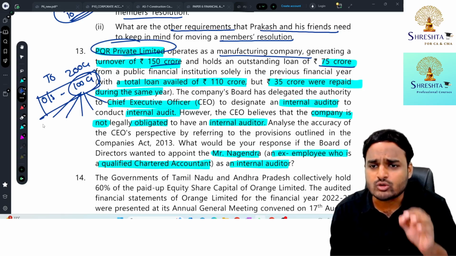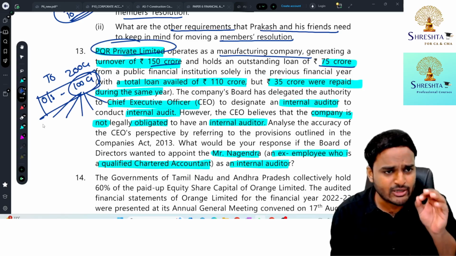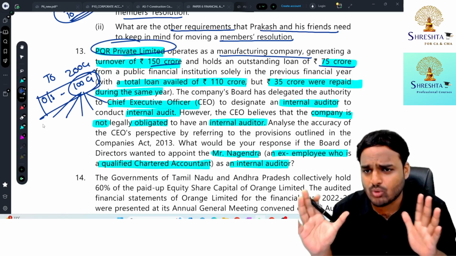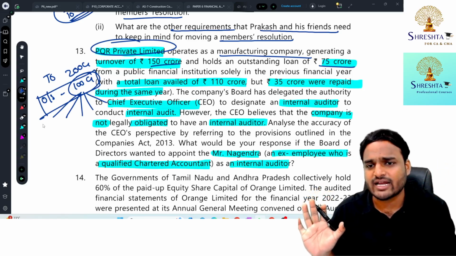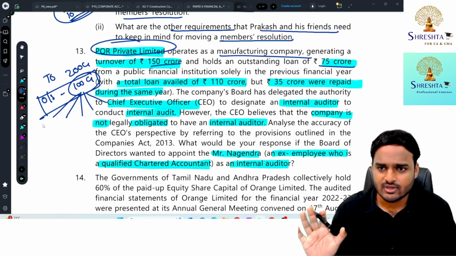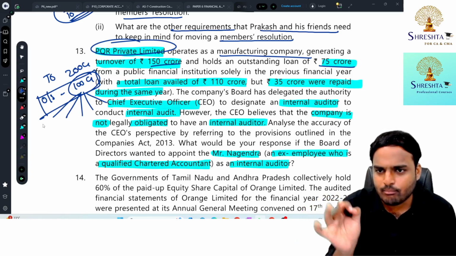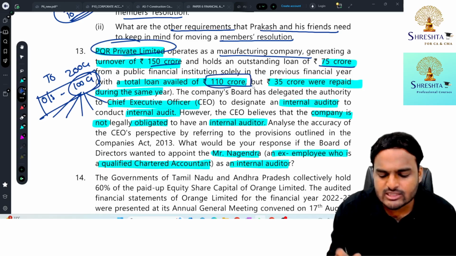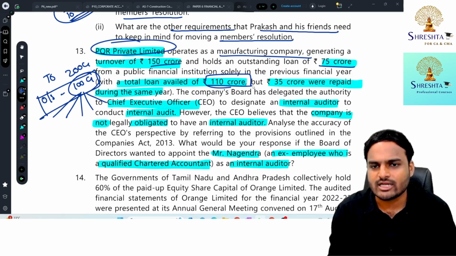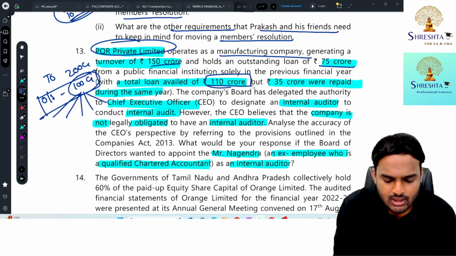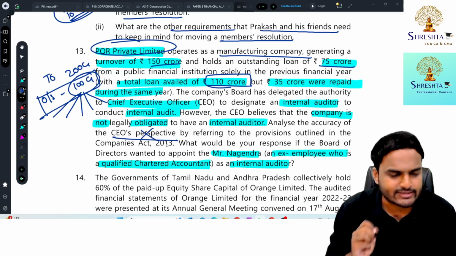If the company's total borrowings is 100 crores or more, that's it. Internal audit is applicable for the next financial year. Are you getting my point? So at a particular point of time, total borrowings of the company is 110 crores. Total loan availed, how much? 110. So that's it. Internal audit is applicable. CEO's perspective is incorrect.